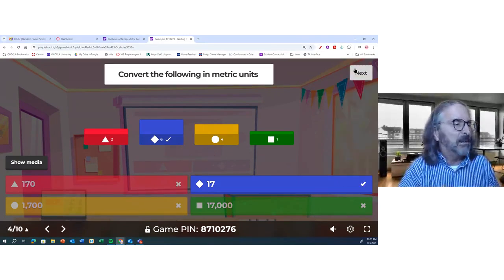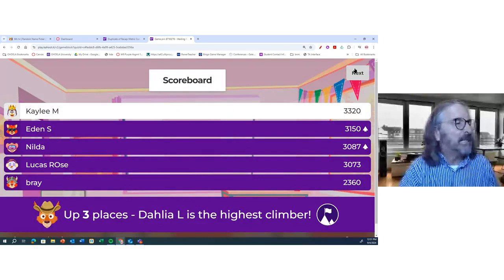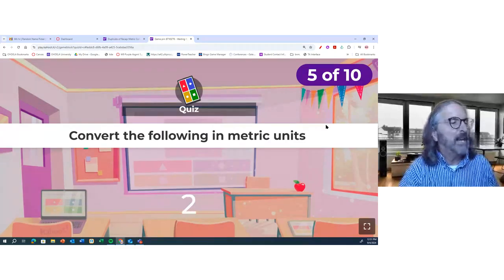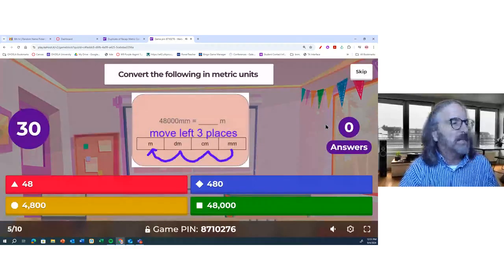So paying attention here. All right, Kaylee's at the top, Eden second, 5 out of 10. Okay, so let's do more practice here.